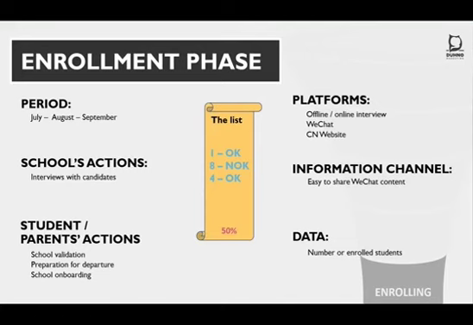That is pretty important. In terms of platforms, you have the offline and online interview programs, WeChat, again, a lot of interactions, and the Chinese website or a website that can capture information. The information channel at this level will be phone and personal calls, of course, but in terms of digital content, it will be easy WeChat content to share. This is really important. And in terms of data metrics, this is the number of students you will have onboarded into the school. So I hope this flow was pretty comprehensive for you and allowed you to understand the different steps.